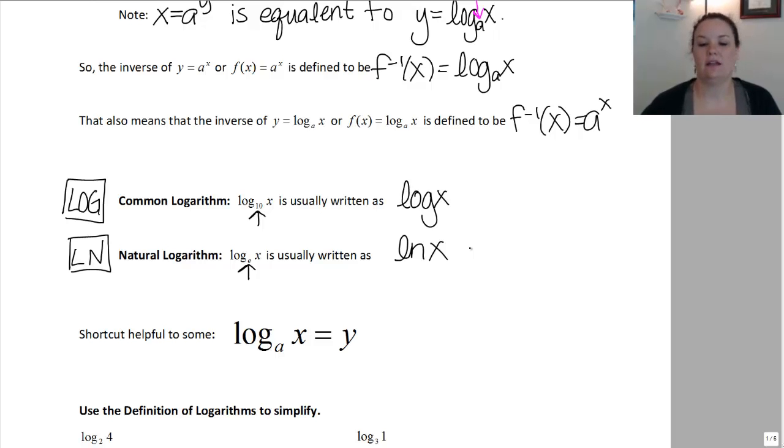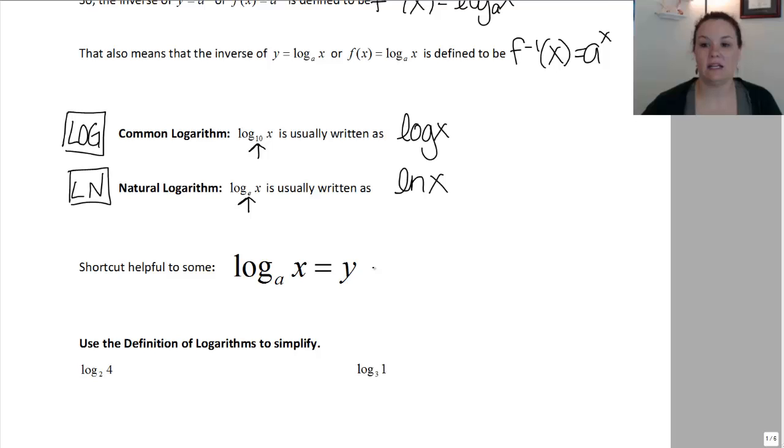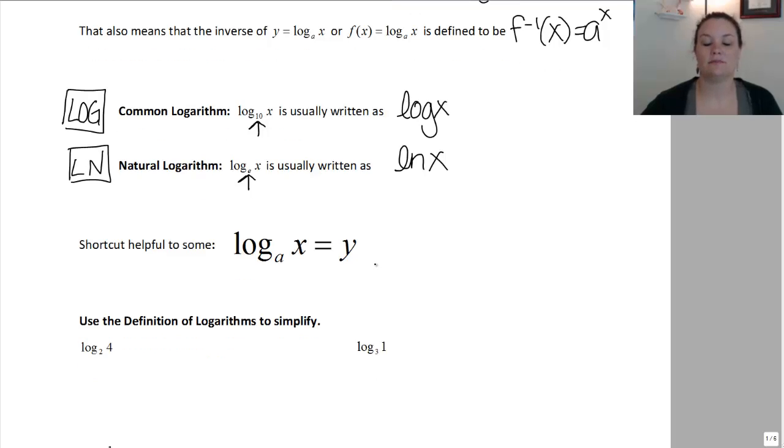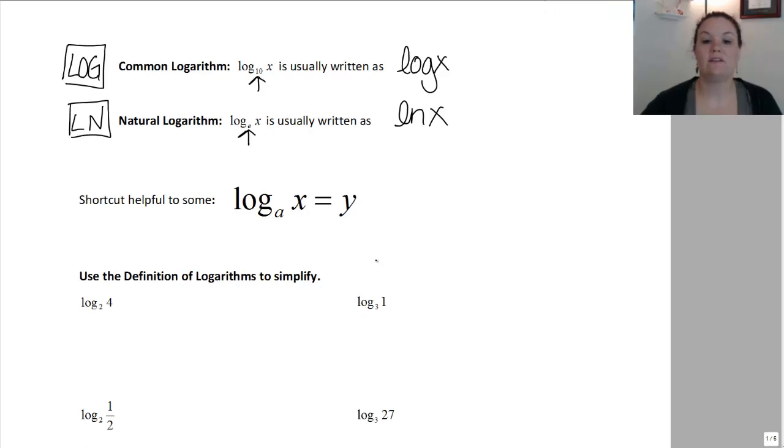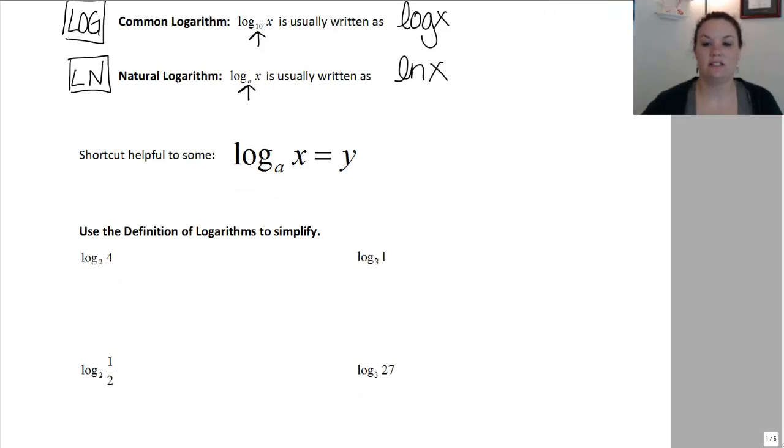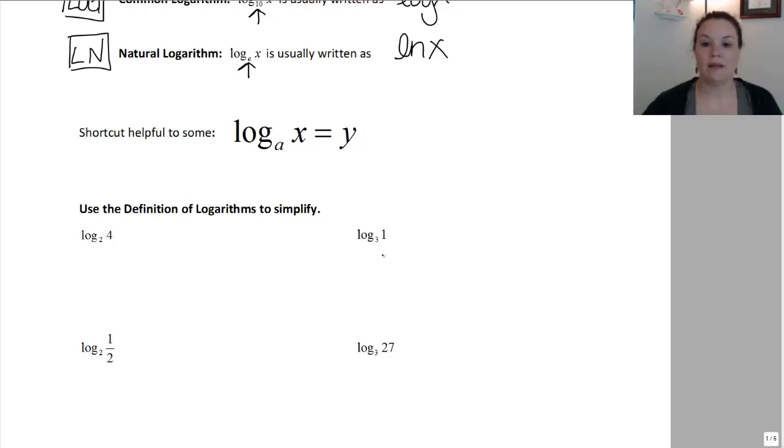So let's go ahead and look at simplifying a log given the definition. This is what we define a log to be: log base a of x equals y. Let's just use the definition. So here we have log base 2 of 4. Just like the definition, I'm going to set this equal to y.